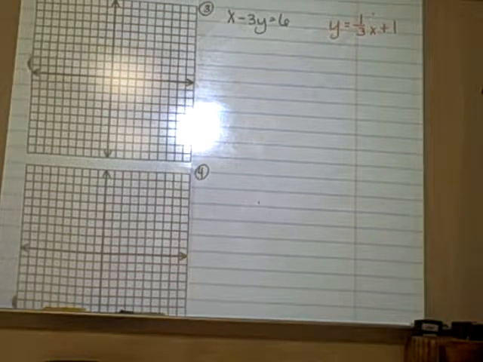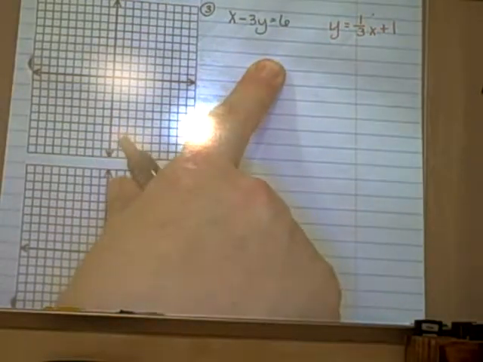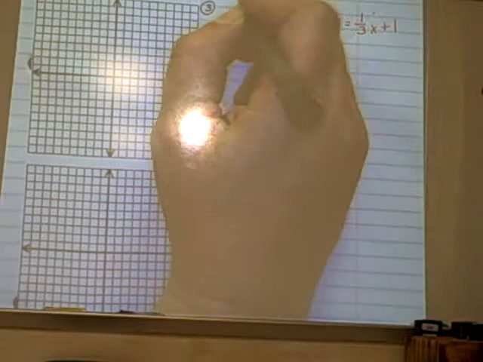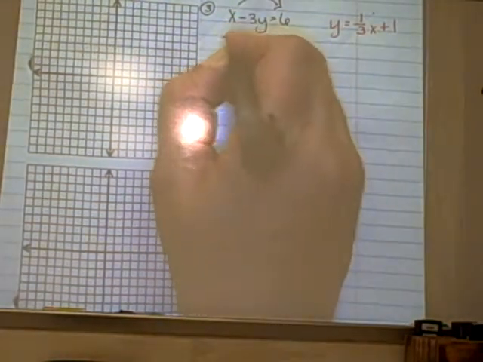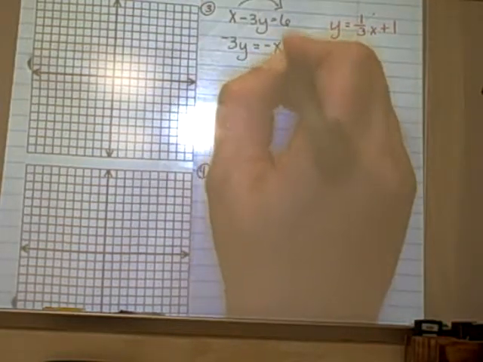Okay, they were a little nice to us on this one, not completely nice, but a little. Because one of them's already switched to y equals, right? So I only have to really mess with this one, and then we can graph. So let's fix this first one. Let's move the x first. This becomes negative 3y equals negative x plus 6.